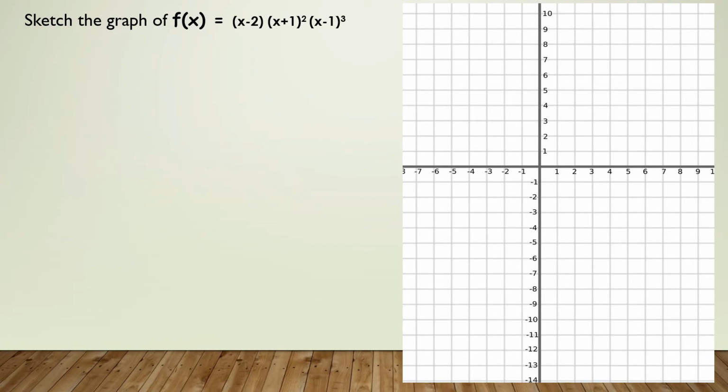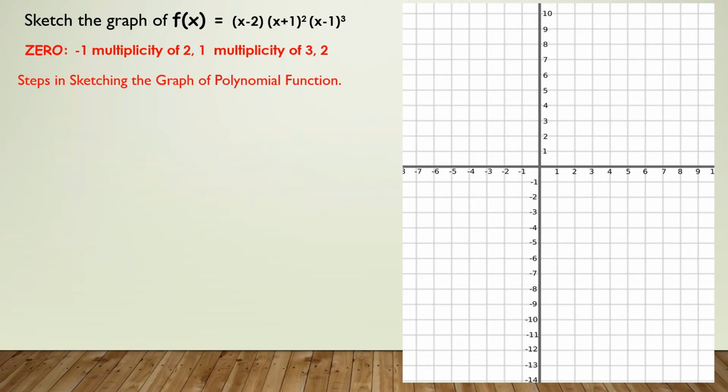Okay, so let's have another example. Sketch the graph of f(x) = (x - 2)(x + 1)^2(x - 1)^3. So the zeros are -1 with multiplicity 2, 1 with multiplicity 3, and 2. In sketching the graph, we have to write it in factored form. Since it is already in factored form, we're just going to copy it.